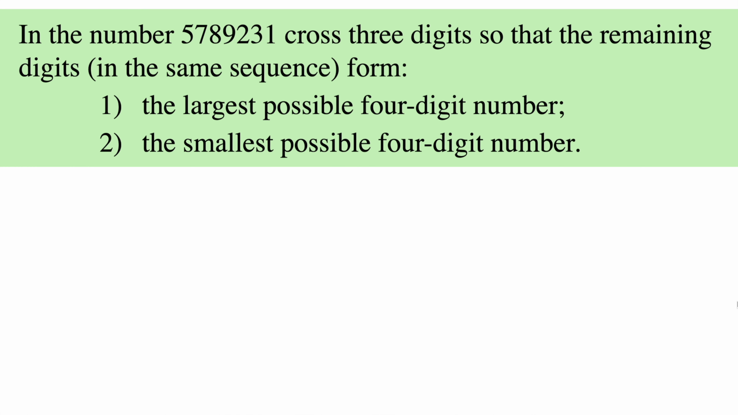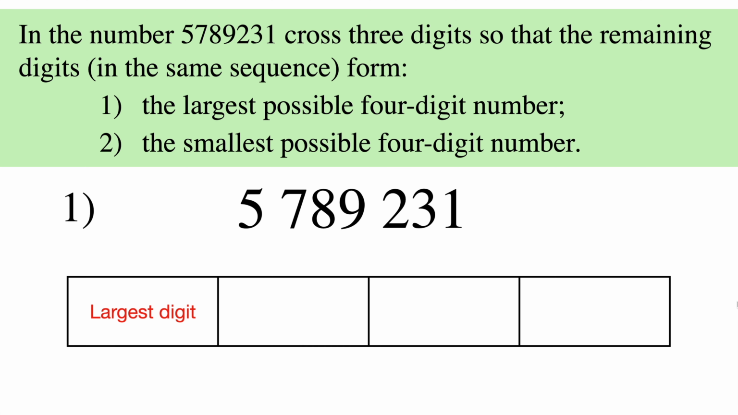In the number 5,789,231, 3 digits were crossed out so that the digits that remained in the same sequence formed the smallest and the largest of the possible 4-digit numbers. For example, in order to create the largest number, we must put on the first place the highest possible number. In our case, we see that there is the number 9, and crossing out exactly 3 digits in front of it, we get the desired number.